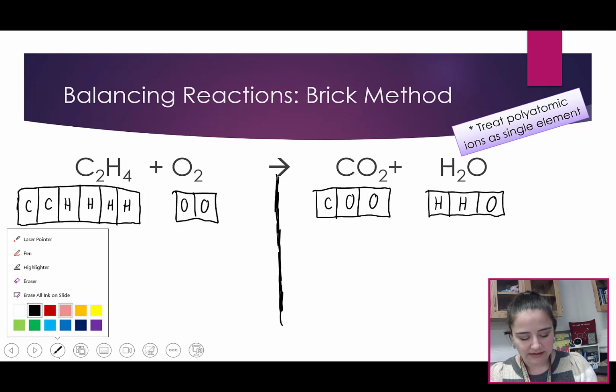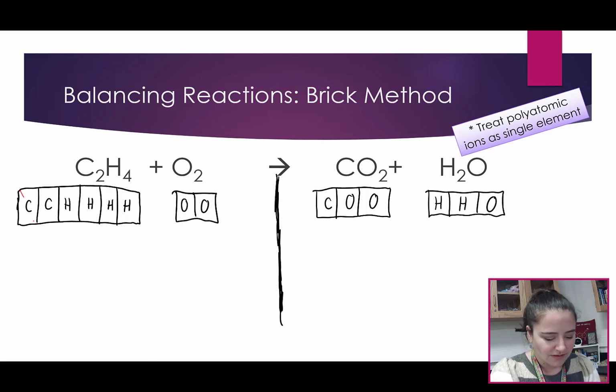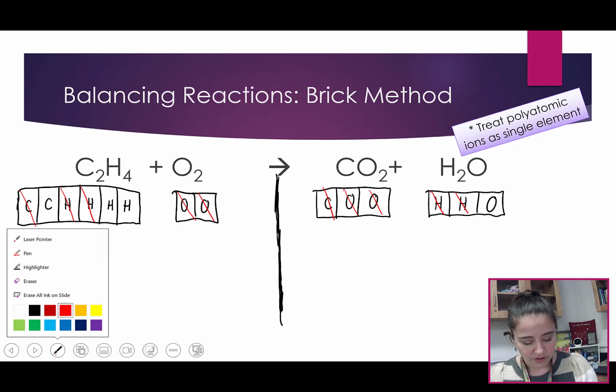And then we're going to cancel out things that are the same on the reactant side and the product side, kind of like math class and crossing out things that are the same on both sides of the equation. So this carbon can cancel out with this carbon. These two hydrogens can cancel out with these two hydrogens. And then two of my oxygens can cancel out. But I still have some carbons and some hydrogens on my reactant side and some oxygens on my product side that aren't canceled out.